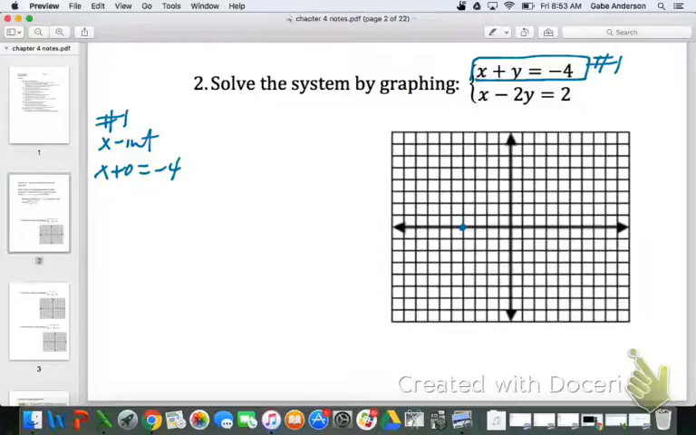Right, and then my y-intercept is going to be the same thing, isn't it? You plug a 0 in for x. So 0 plus y equals negative 4. So my y-intercept is also negative 4. So 1, 2, 3, 4, right there. And then I'm going to do my best to draw a straight line between those.